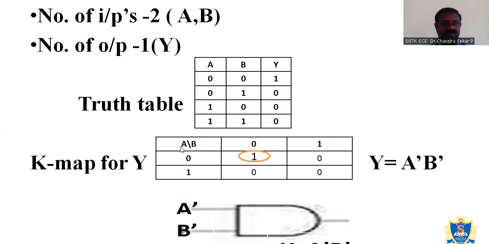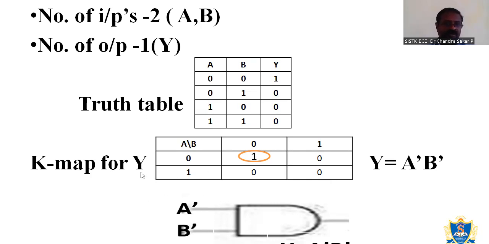Next, we can use the two variable K map. For the combination of A and B, A is 0, B is 0. What is the output? The output is 1. Next, A is 0, B is 1. What is the output here? 0. A is 1, B is 0. What is the output here? 0. A is 1, B is also 1. What is the output here? 0. Here we have to find the sum of products.